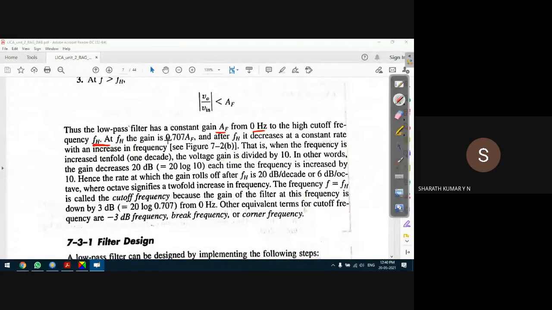So at fh, the gain reduces to 0.707 times the Af. That means there is a reduction in gain. At fh, it decreases at a constant rate with an increase in the frequency.